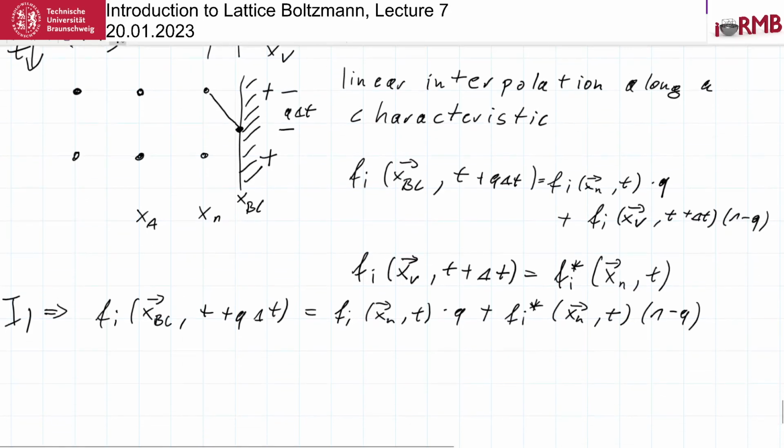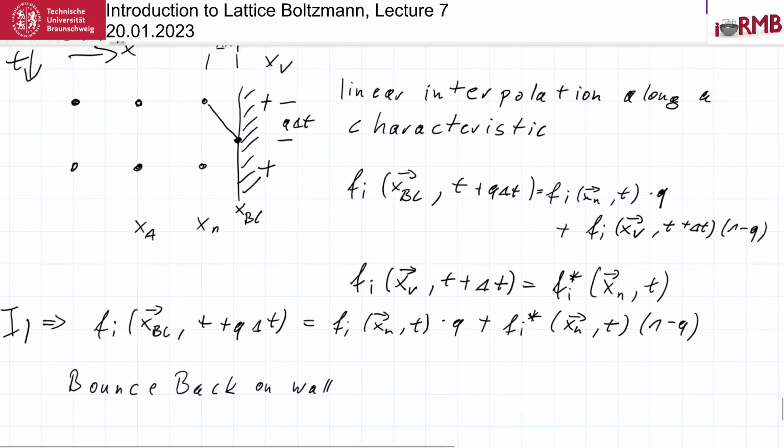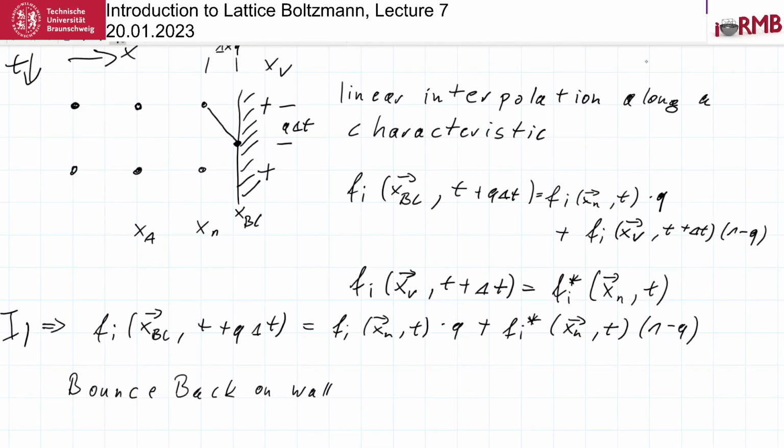So what we now do at the wall is we are doing a bounce back at the wall, which is simply we turn this thing around. Bounce back on wall, and this simply means we have an f_i going to the opposite direction, BC, t plus q delta t is equal to f_i at x_n and t times q. What am I writing? Yeah, so I'm writing the same thing as above.